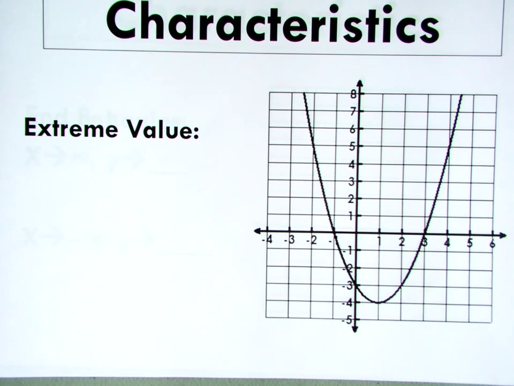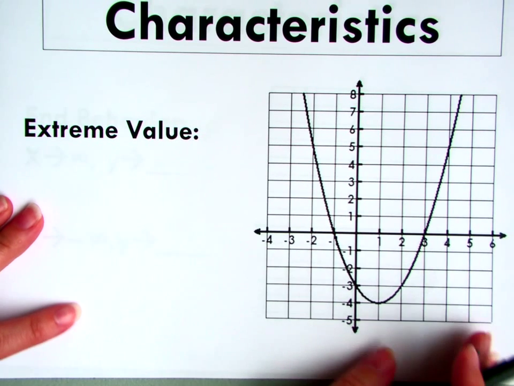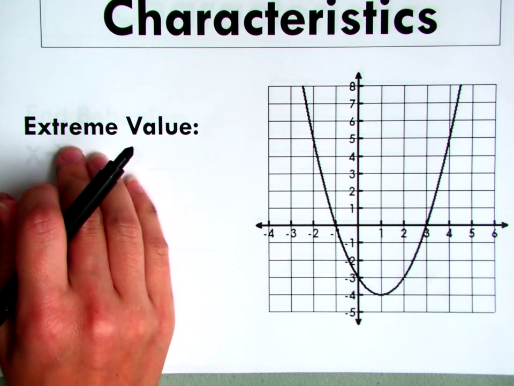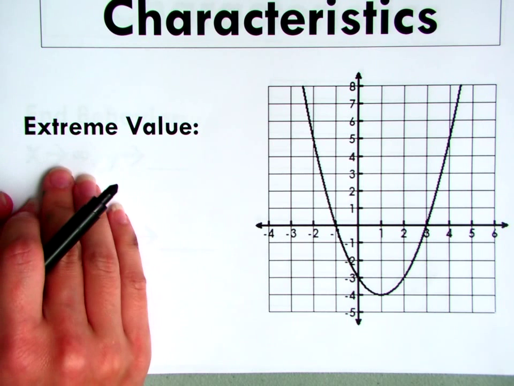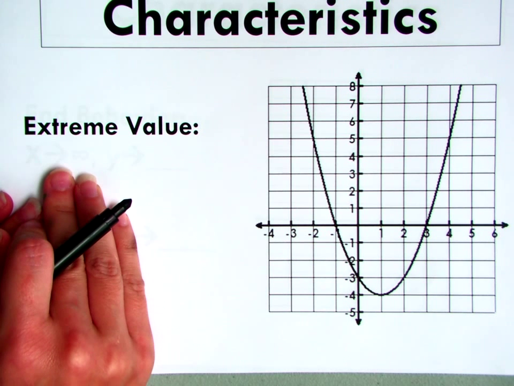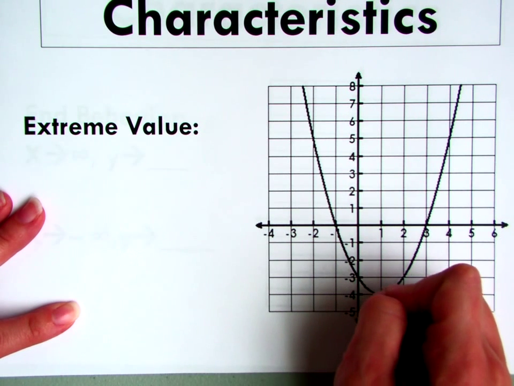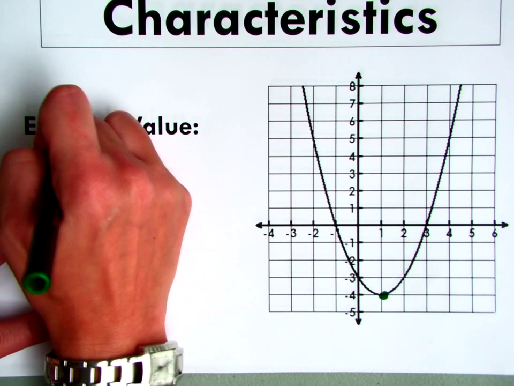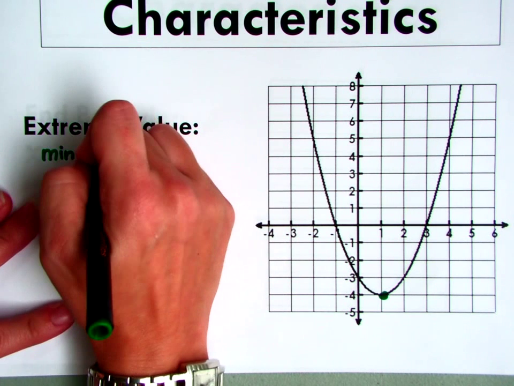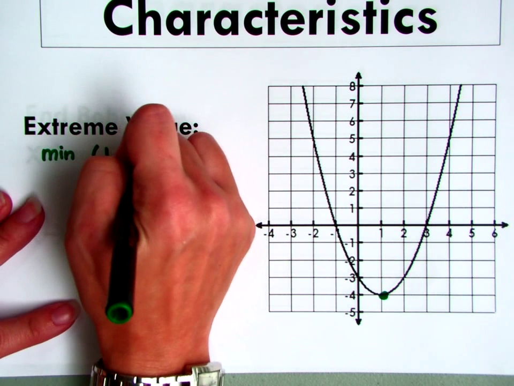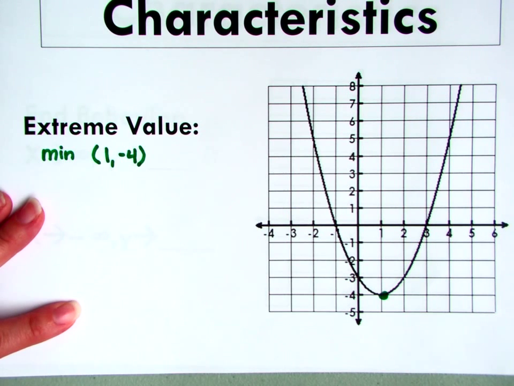This is the second half of characteristics of a function. If you look at this particular graph that we're dealing with, we're going to look for the extreme value, or the extrema. The extreme value would be either your maximum or minimum, the highest or the lowest value. So if you look right here, we're going to actually have a minimum, and the minimum is going to be at the point (1, -4). So that's our extreme value.